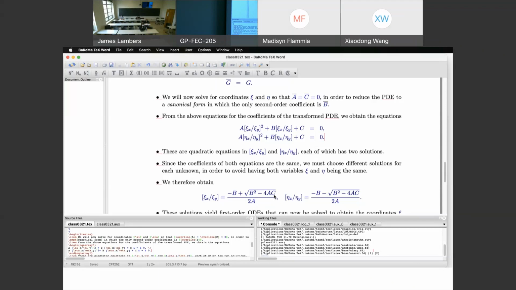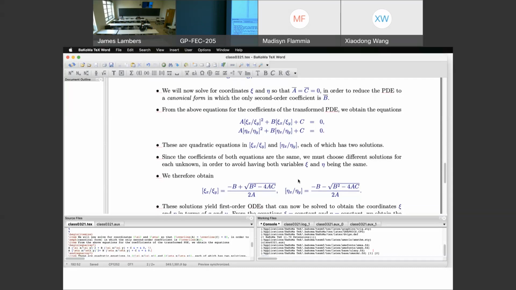And so now we understand the significance of having a hyperbolic PDE, that this kind of change of variable that eliminates the a and c terms in the PDE is possible. Any questions up to this point?